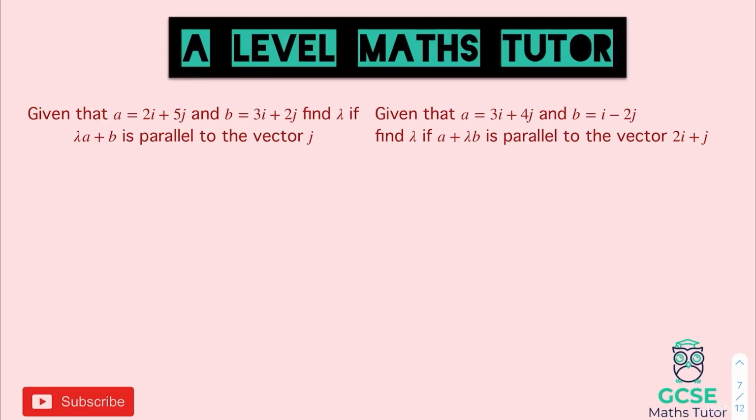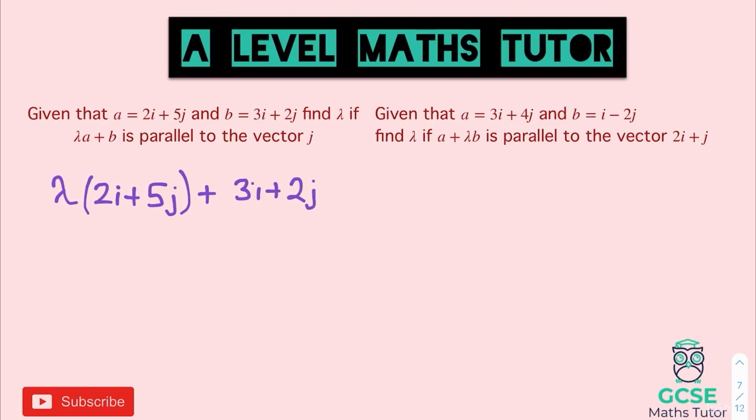Right, okay then, so have another look at these. A is 2i plus 5j and B is 3i plus 2j. Find lambda if lambda A plus B is parallel to the vector j. So this time the vector is j, and that means it's just going to be parallel to something that's going up or down. So lambda lots of A: lambda lots of 2i plus 5j, and then we add the vector B, which is 3i plus 2j.